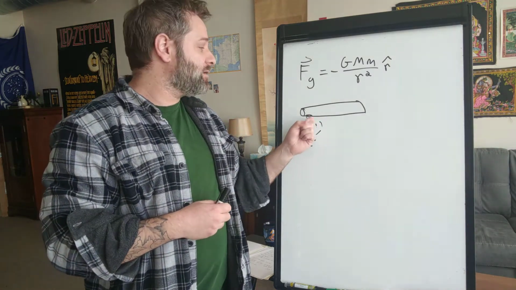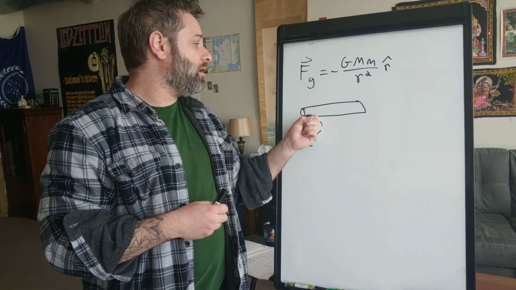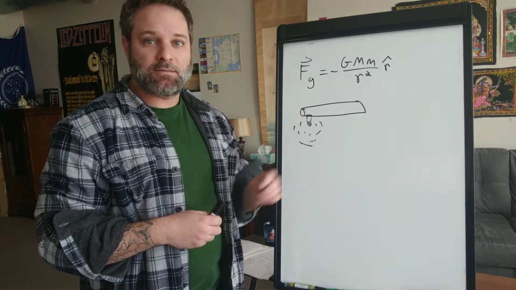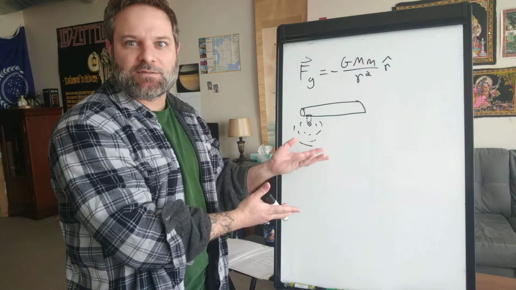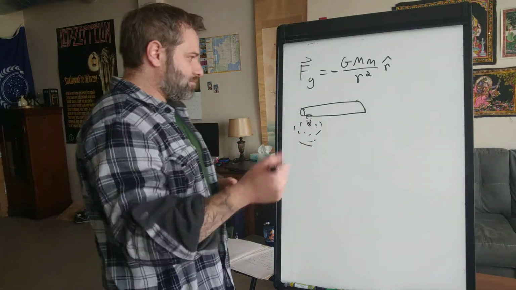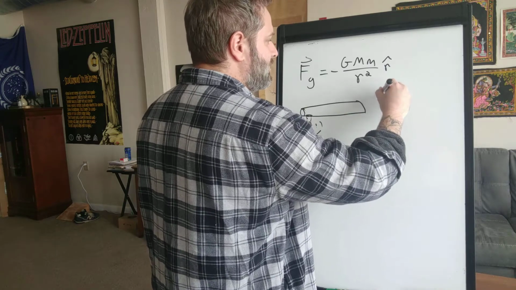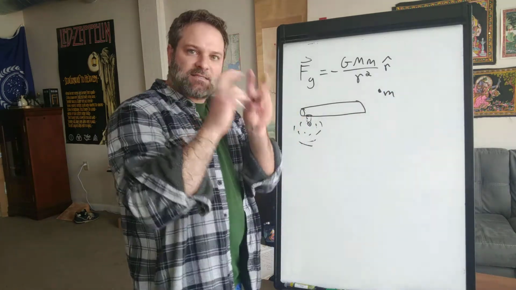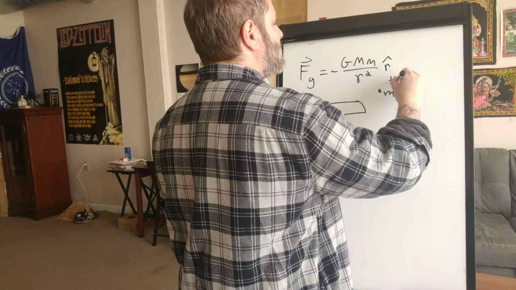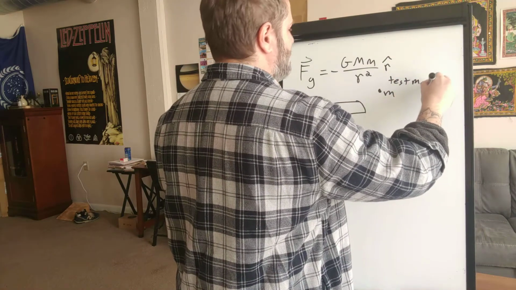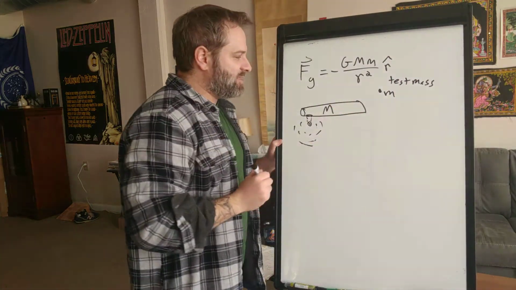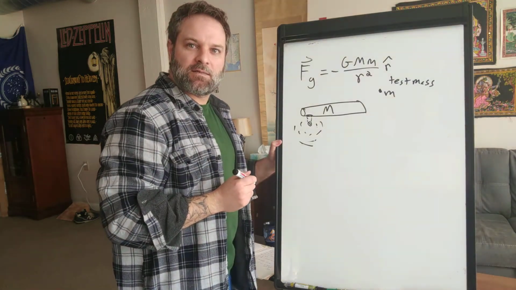But it's got this really big spaceship that's shaped like a cylinder. Okay, so what if we wanted to find the gravitational field of this spaceship? Well, what we would do is, mathematically, take a test mass of mass m. Test mass. Right? This spaceship over here that's got the big mass, right?